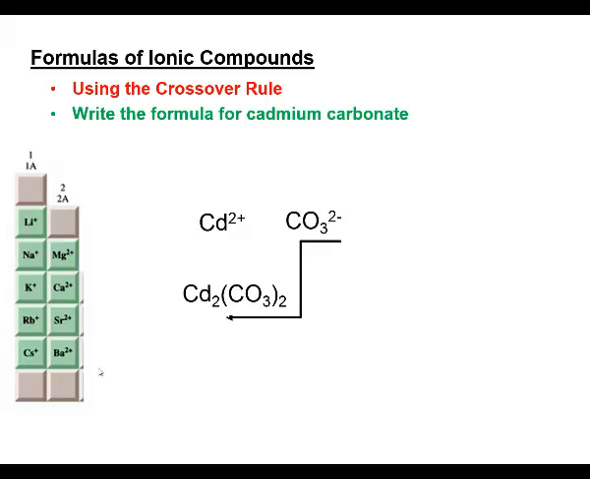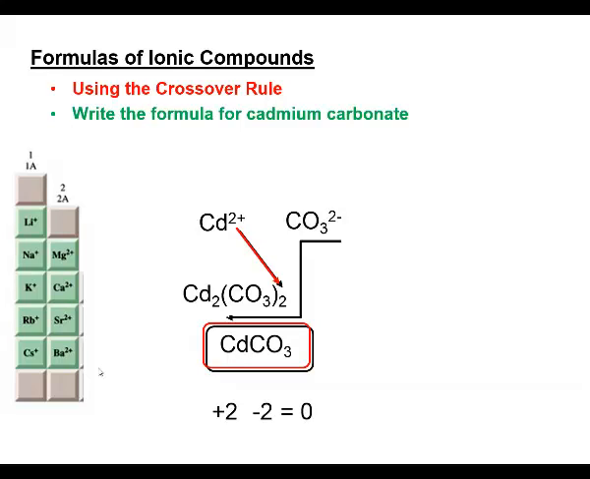However, even though we follow the crossover rule, it's not the simplest ratio. I could just simplify it to a 1-to-1 ratio: 1 cadmium cation, 1 carbonate ion. They'll be neutral when I add up the charges on the ions. I have a +2 on the cadmium and a -2 on the carbonate, which adds up to 0 overall. So I must simplify here. The crossover rule, if I followed it and didn't simplify, would have gotten me in trouble. So be careful. Don't blindly follow it. Think what it means. We need the simplest ratio of the cations and anions.